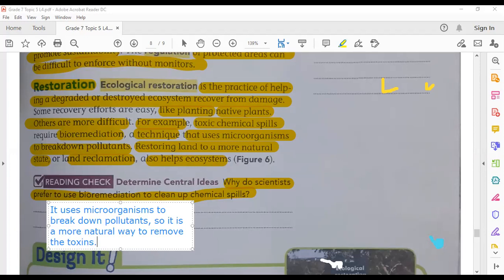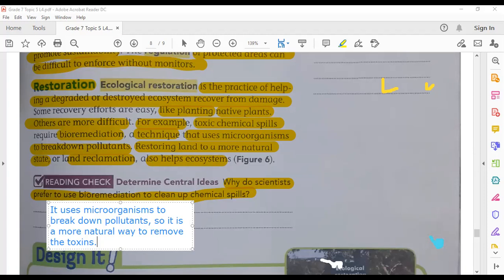Can you explain the question for me? Bioremediation is simply using nature to clean itself. We don't use human-made things. When we use, for example, bacteria to remove the toxins, it's a natural way. It is a safe way. It will not have other effects on the environment. I will give you another example.